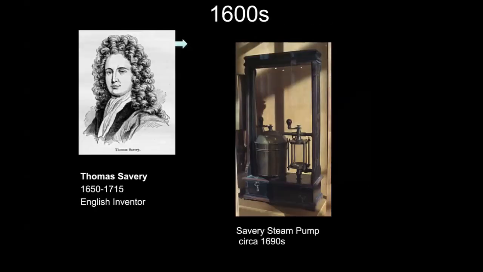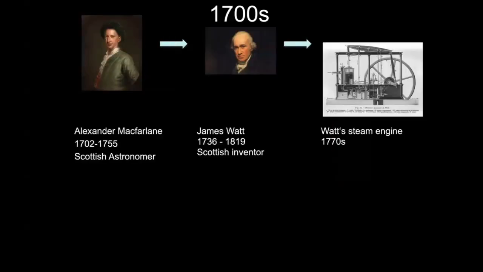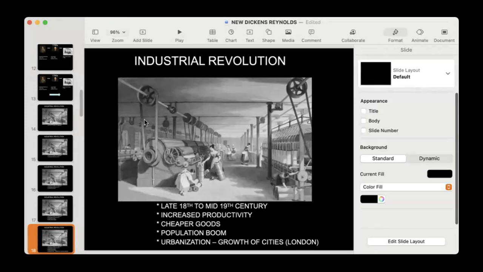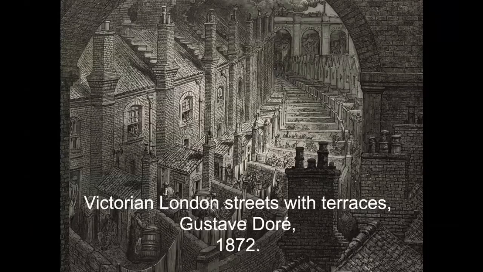So let me actually skip some of the Industrial Revolution stuff because it's not that important. Okay. The Industrial Revolution, this is basic stuff just to ground us. It increased productivity. It led to cheaper goods, a population boom, and urbanization. It's axiomatic. You think of the Victorian age, the 19th century in London, and you see scenes of poverty here in Gustave Doré's famous scenes of Victorian London streets, crowding.